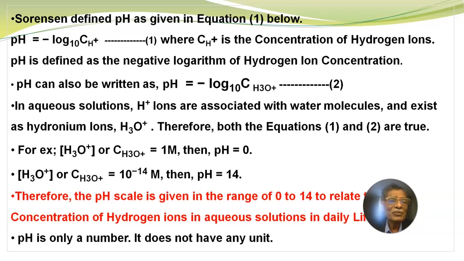For example, if the concentration of H3O+ is equivalent to 1 molar, then pH is equal to 0. If the concentration of H3O+ is equal to 10 to the power of minus 14 molar, then pH is equal to 14. Therefore, the pH scale is given in the range of 0 to 14 to relate the concentration of hydrogen ions in aqueous solutions in daily life.